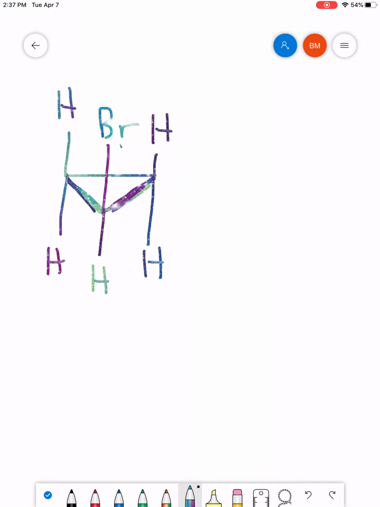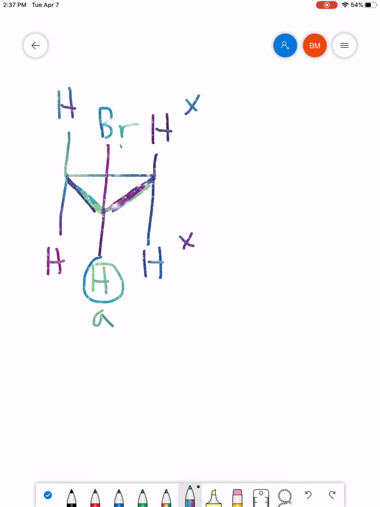Okay? So now let's see if we can figure out how many individual types of hydrogen we have. All right? I think it's pretty safe to say that this one is quite unique unto itself. It's the only one attached to the carbon that has the Br, so we'll just call this one A. All right? Now, the assumption was that this hydrogen and this hydrogen over here, originally we thought, okay, those are going to be the same. They're going to be equivalent to each other.